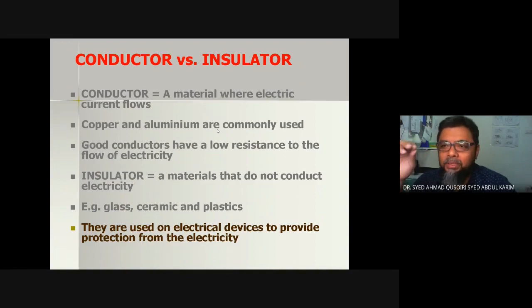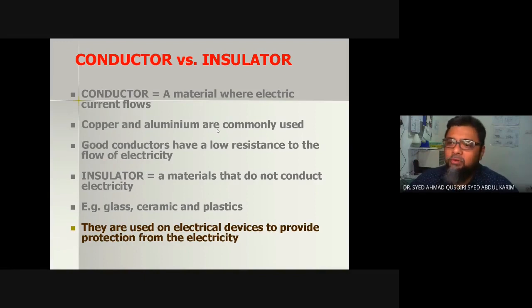So that is not copper. That is most probably aluminium, which has a higher resistance but still can be used, because copper these days is very expensive. Copper has a high demand in the electricity industry and electronics. Good conductors have low resistance to the flow of electricity.